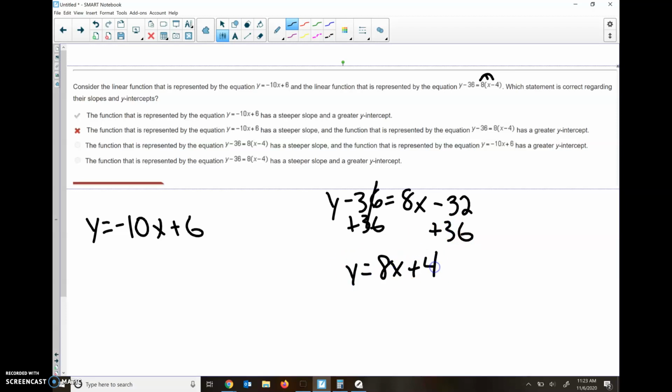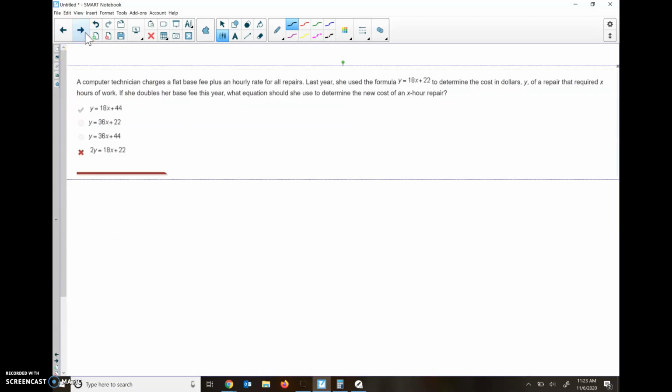Okay, now I can look at them both because they're both in slope-intercept form. So the first one says the function y equals -10x has a steeper slope. That is true. 10 is bigger than 8, and it has a greater y-intercept, and that is also true. 6 is bigger than 4, so we can stop right there. And it's going to be that first one because of what I just said.